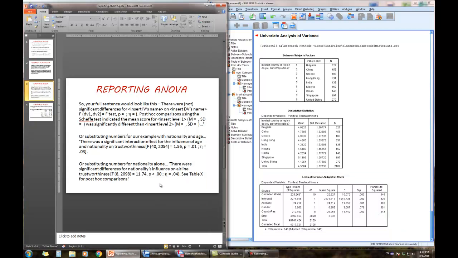Then, I always like to put in, for these, see table X. You number your tables in the order that they're presented for post-hoc comparisons.